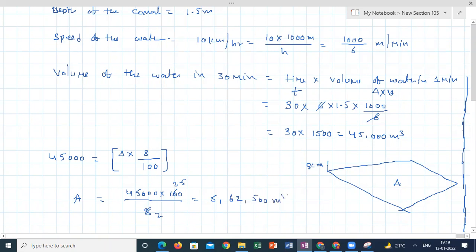5,62,500 meters square area of the field can irrigate in 30 minutes.